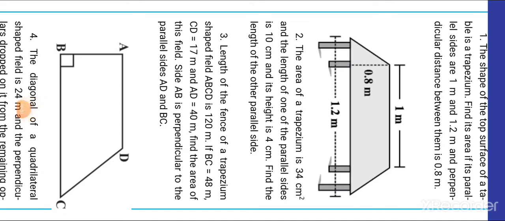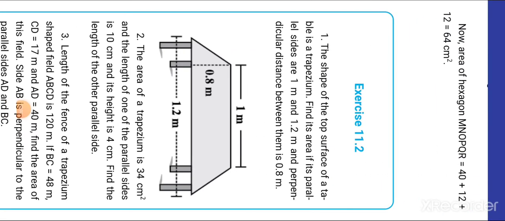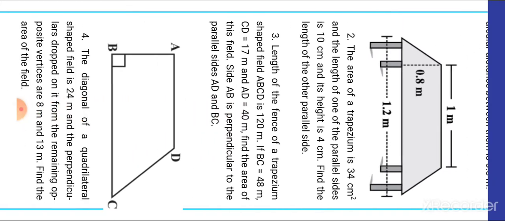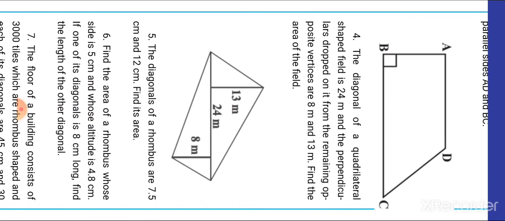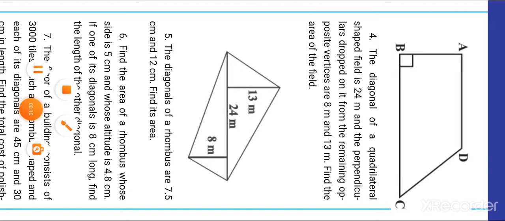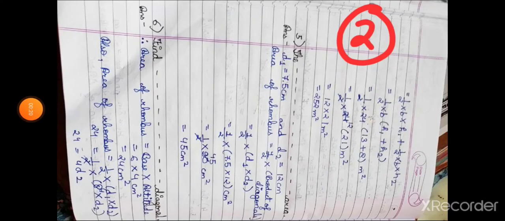Good morning everyone. Today we will solve exercise 11.2 of class 8th from question number 5. The fifth question is: the diagonals of a rhombus are 7.5 centimeter and 12 centimeter. Find its area. First, we will note all the information given in the question: the first diagonal of the rhombus is 7.5 centimeter and the second diagonal of the rhombus is 12 centimeter.